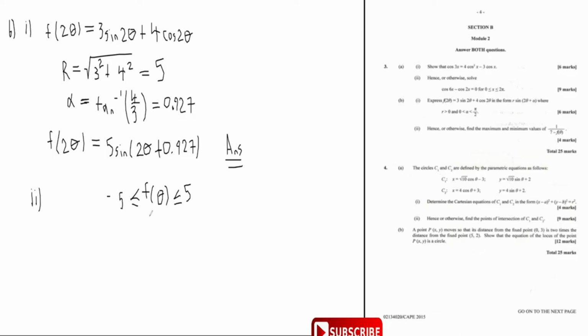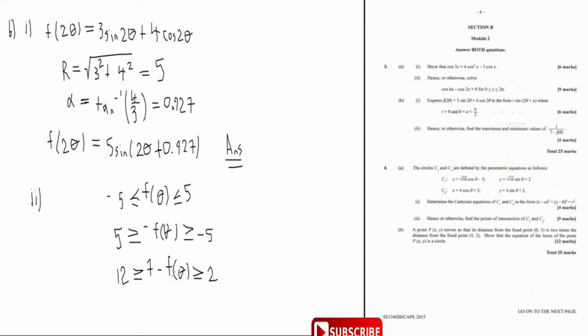Then what we can do next is divide through by minus 1 to get minus f of theta. Anytime you do division by minus 1, you change the sign. So minus 5 divided by minus 1 is 5, and 5 divided by minus 1 is minus 5. So this is minus f of theta. Then we add 7 to both sides, so 7 minus f of theta will be bounded between, adding 7 to both sides, 7 plus 5 is 12, 7 plus minus 5 is 2.